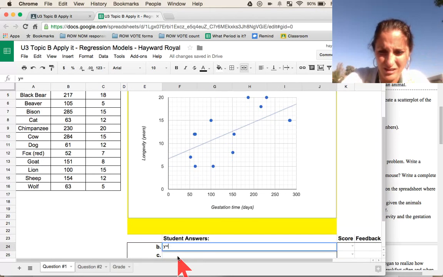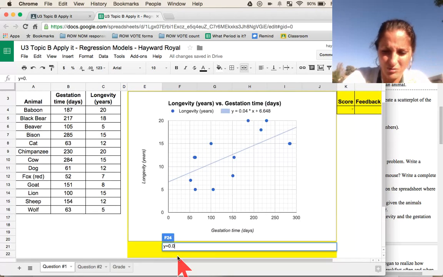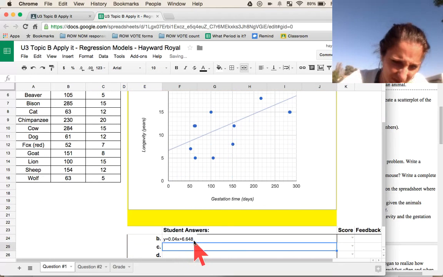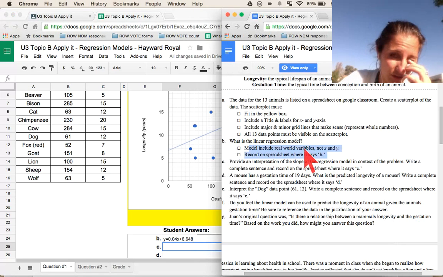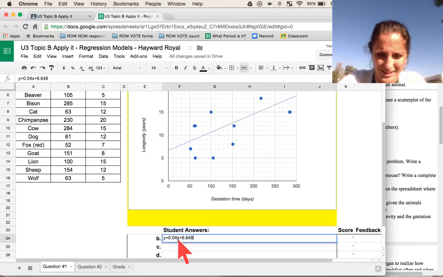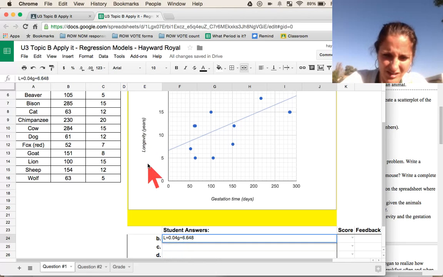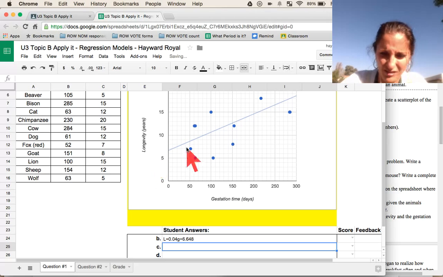Y equals 0.04 times x plus 6.648. Looks good to me. Notice that it does say we use real world variables, not x and y. So I'm going to replace x with what's on the x-axis, which is gestation time. Maybe I'll use a G for gestation time. And I'll replace the y with what's on the y-axis, which is longevity. And so L equals 0.04 G plus 6.648. Okay, looks good.